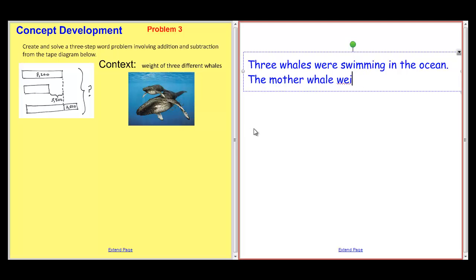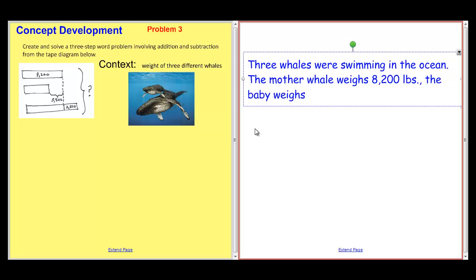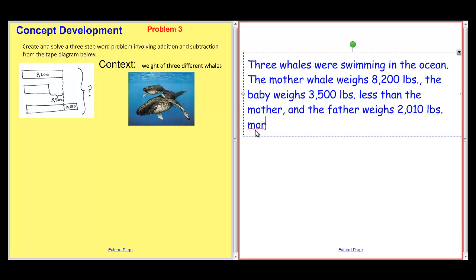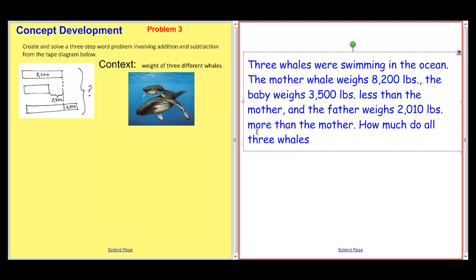So I would say 3 whales were swimming in the ocean. I'm going to say that the 8,200 number is for the mother whale. Okay, so the mother whale weighs 8,200, and this is the abbreviation for pounds. The baby weighs 3,500 pounds less than the mother, and the father, which is going to be the biggest, weighs 2,010 pounds more than the mother. How much do all three whales weigh together?